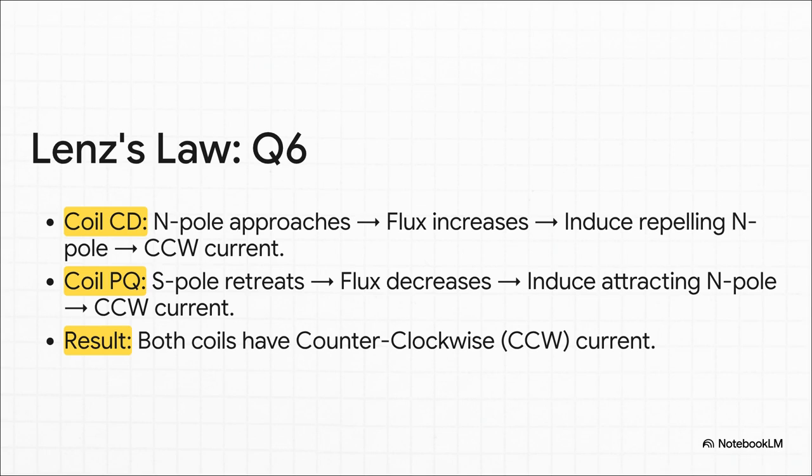So for coil CD on the right, it sees a north pole coming towards it. What's it going to do? It creates its own north pole to push it away, to repel it. Now look at coil PQ on the left. It sees a south pole moving away, wants to pull it back, right? So it creates a north pole to attract it. And what's the result? In both cases, you get a counterclockwise current. The logic is all laid out for you.